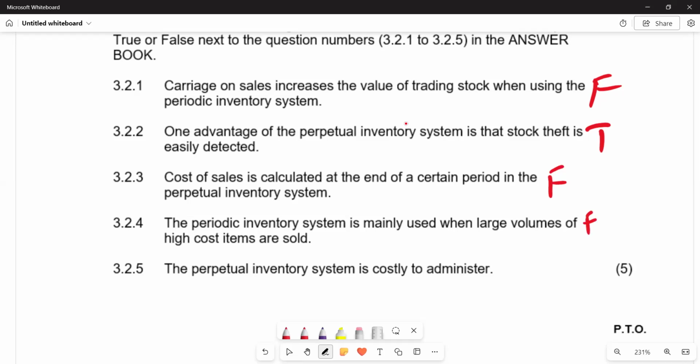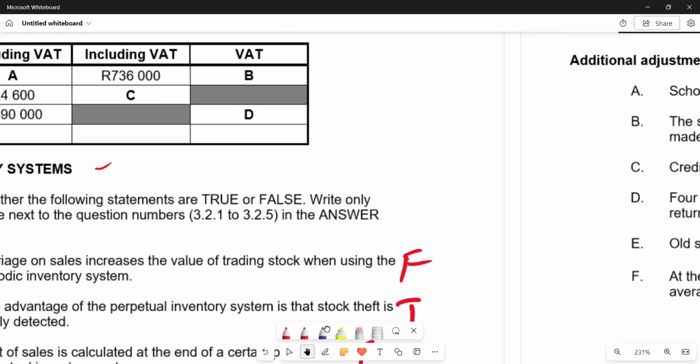Remember, we can never have a scenario whereby the periodic inventory system is used when large volumes of high-cost items are sold. This is applicable to the perpetual inventory system. So we go to the last one, which is 3.2.5, which says perpetual inventory system is costly to administer, which is true because the valuation is done from time to time. Since it is being done from time to time, obviously we are going to incur more costs there. So we have true there. This part of the question has 5 marks. So we can move on to the next part to see what we have.